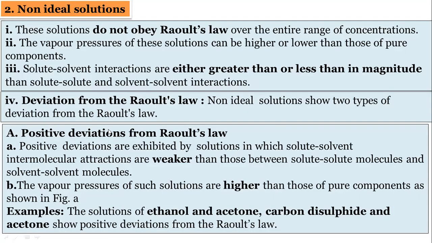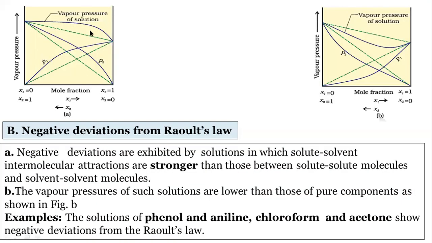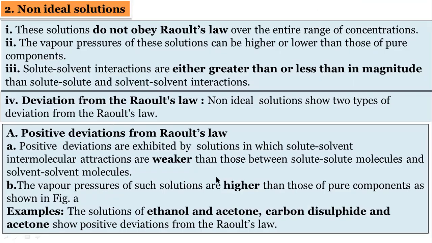So first I will explain what is positive deviation from Raoult's law. Side by side I will take the help of the graph. Positive deviations are exhibited by the solutions in which solute-solvent intermolecular attractions are weaker than those between solute-solute molecules and solvent-solvent molecules. So positive deviations can be expected in solutions in which the solute-solvent interactions are weaker.